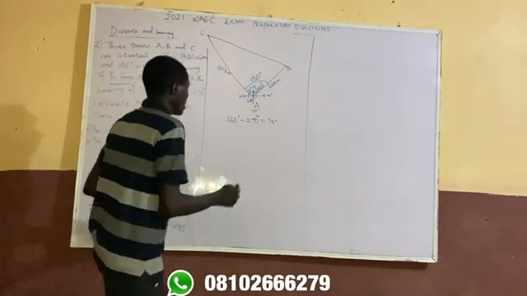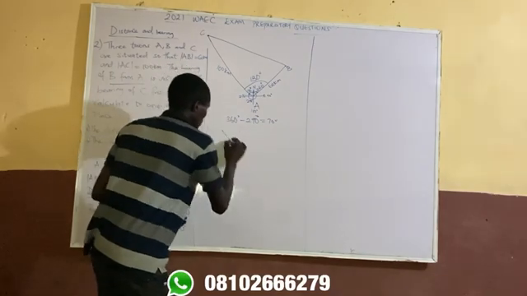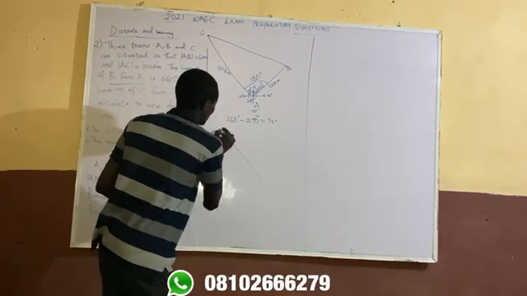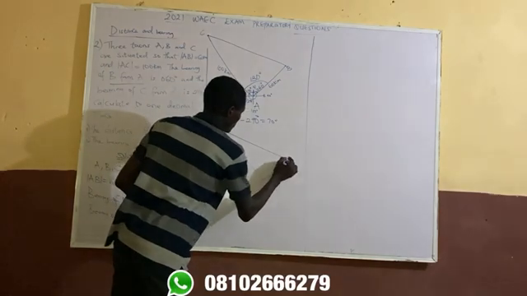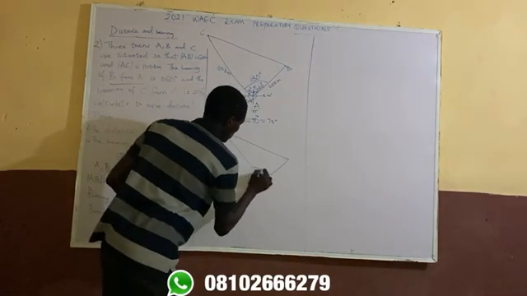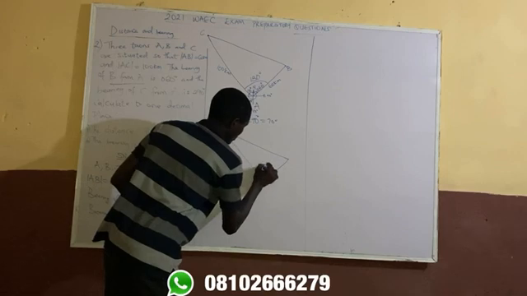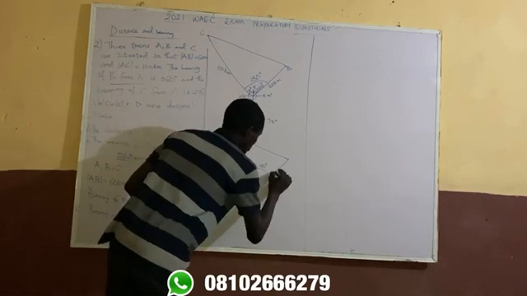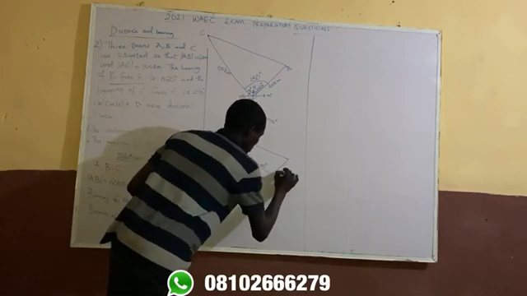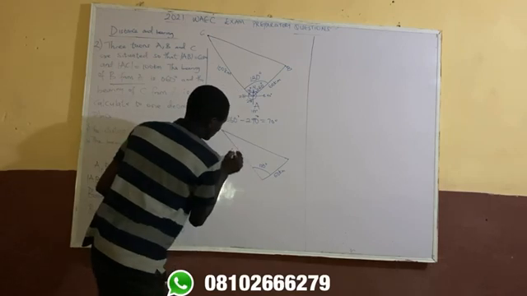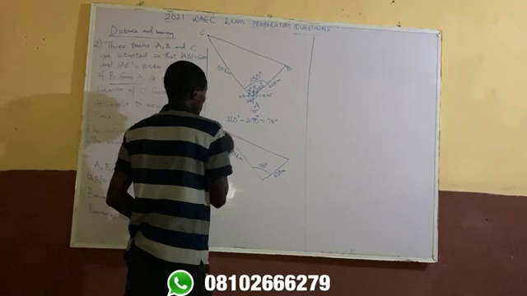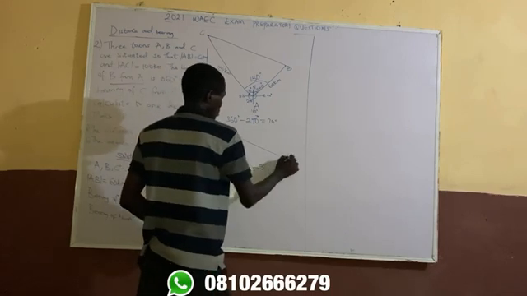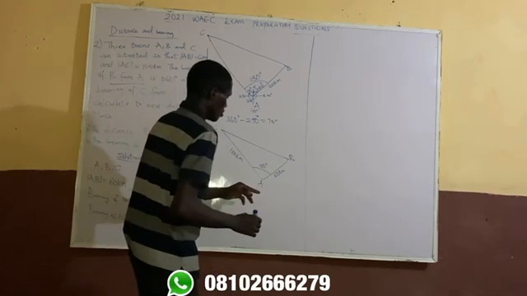What do I mean by that? Let's sketch out the diagram first. We have something like this. Now the angle here is 130 degrees. This is 60 kilometers. This is 100 kilometers. This is C, A, and B.